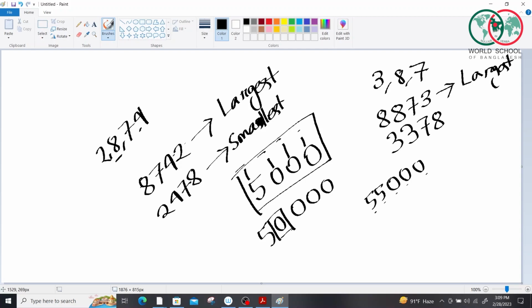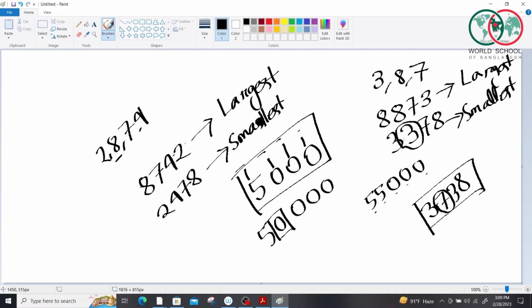From low value to high value. So it becomes the smallest. So suppose if I would have written 3, 7, 3, then it wouldn't have been the smallest number, right? Because as we can see, in the 100 place there is 7, there is 3.